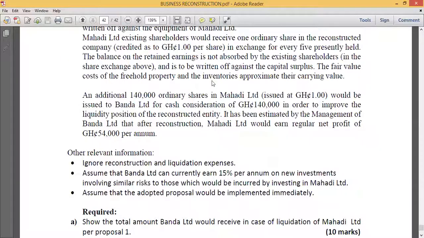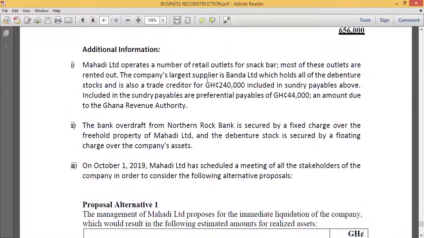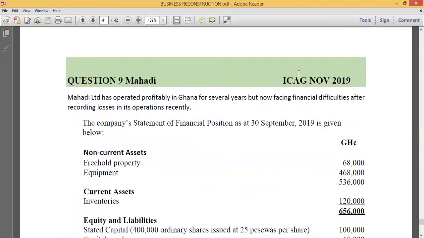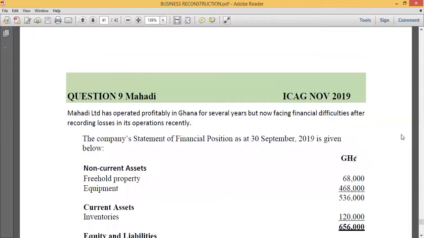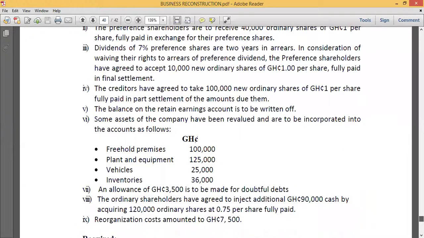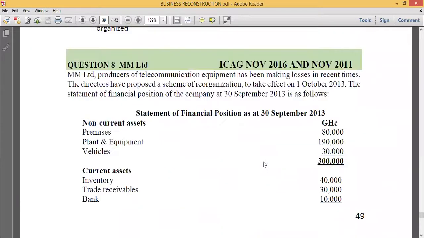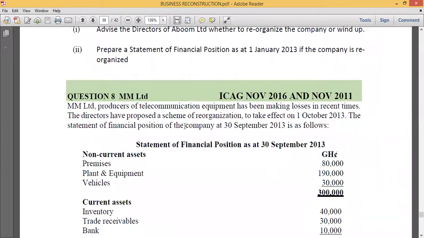The last question, this very one. Yes, this is the repeated question. Just take notes. Then I'll choose one question for you. Just watch that question carefully.